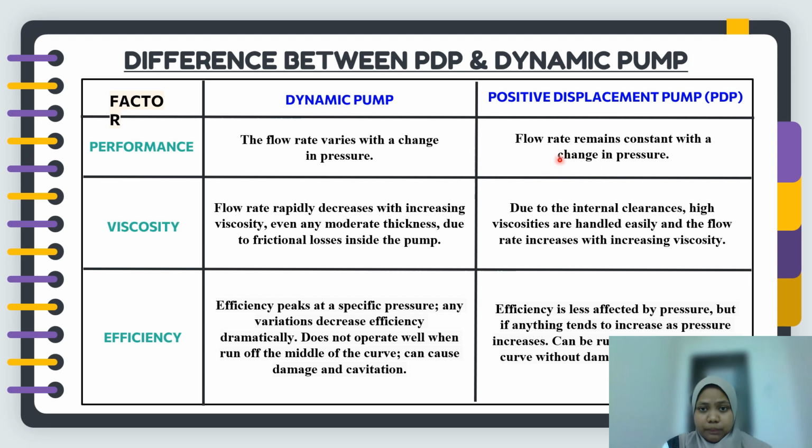While for PDP, the flow rate remains constant with a change in pressure. Due to the internal clearance, high viscosities are handled easily and the flow rate increases with increasing viscosity. The efficiency is less affected by pressure, but if anything tends to increase as pressure increases.